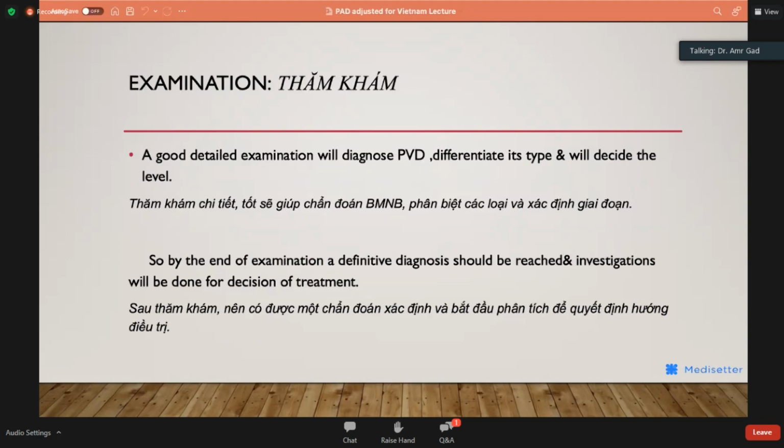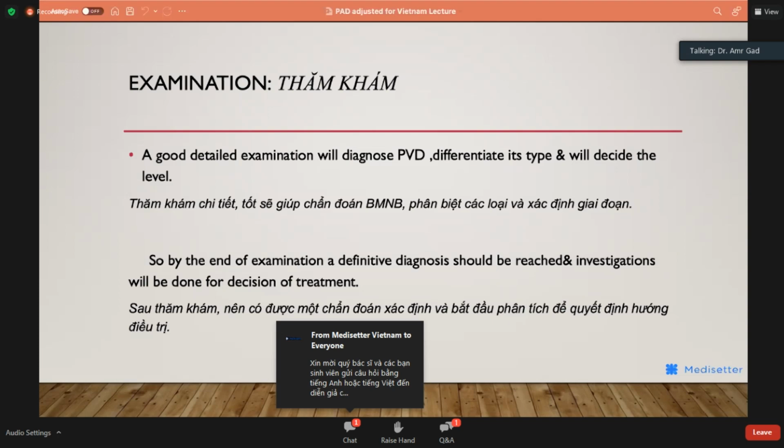Another thing is a detailed examination of the patient to differentiate the type of pain and to decide the level of ischemia. If I don't feel the dorsalis pedis and the posterior tibial, but I feel the popliteal artery, then the occlusion will be between the popliteal artery and those arteries. We call it an infrapopliteal block, and so on. So by the end of the examination, a definitive diagnosis should be reached, and the investigations will be done for the decision of treatment. This is my take-home message for you.